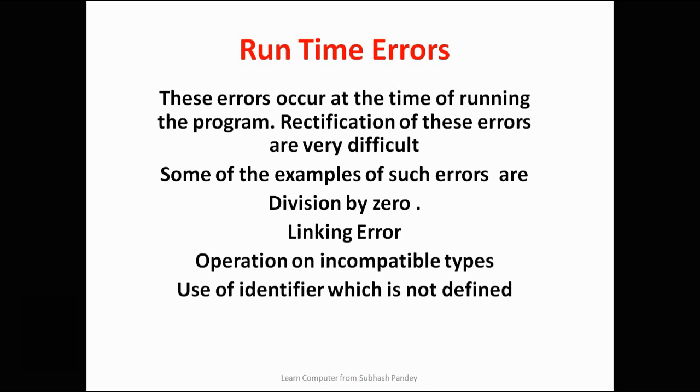Suppose I have written a program with a division part, where a is divided by b, and the value of b is 0. Maybe the user is giving the 0 value by mistake, or at the time of calculation in the previous statements b is getting the value 0. Then this error will occur.